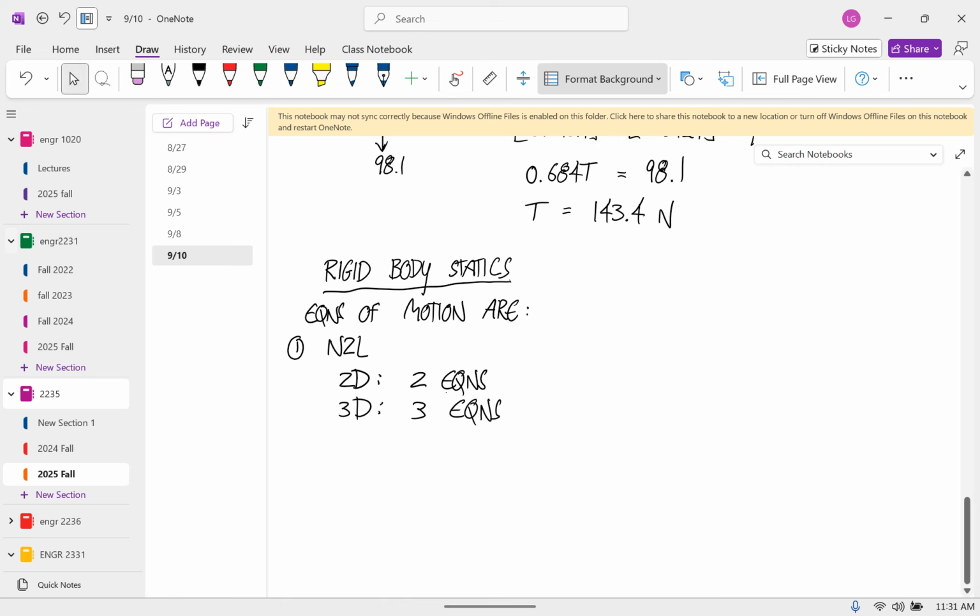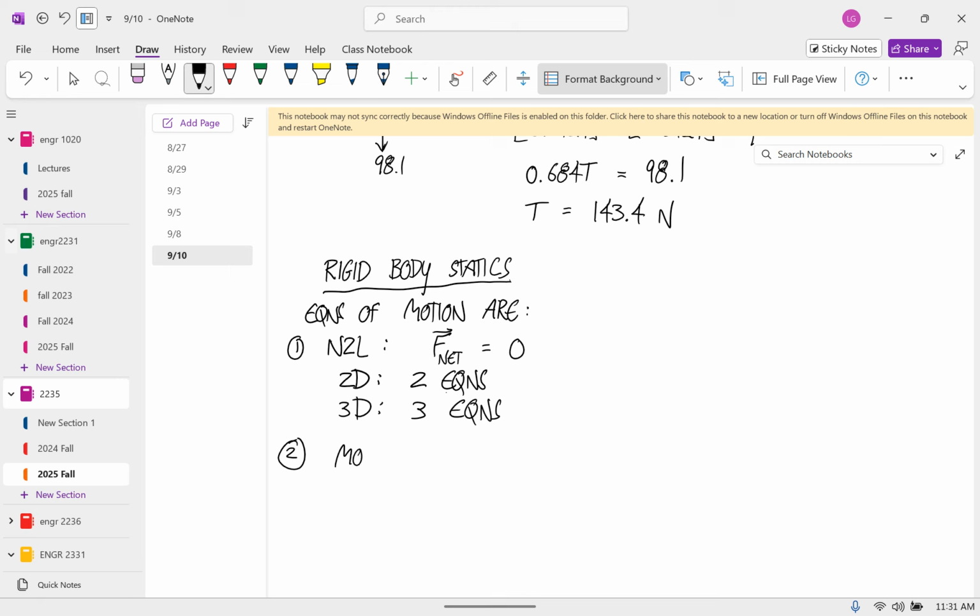But with rigid body statics, we're going to add a new thing, which is the moment equations. So Newton's second law for statics says that if you add up all the forces, they have to be equal to 0.